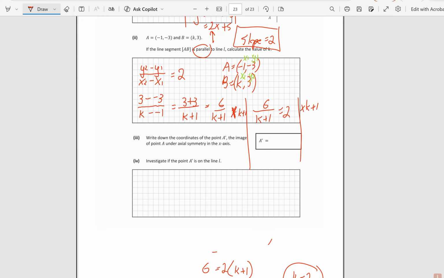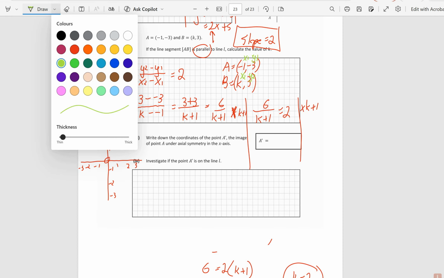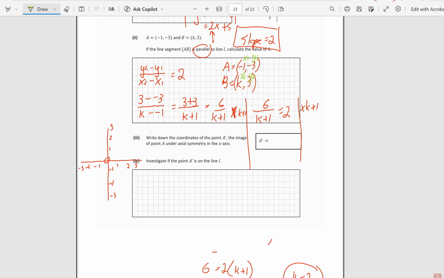I'm just going to sketch my x and y axis over here. And point A is minus 1, minus 3, right? So 1, 2, 3, minus 1, minus 2, minus 3, 1, 2, 3, minus 1, minus 2, minus 3. Right, so A here is minus 1, minus 3, so it's there. And they're saying write down the values of A dash, the image of A under axial symmetry in the x-axis.